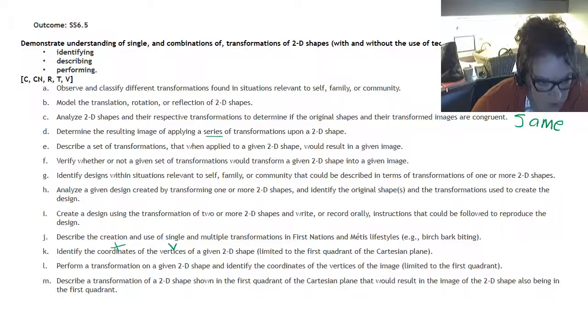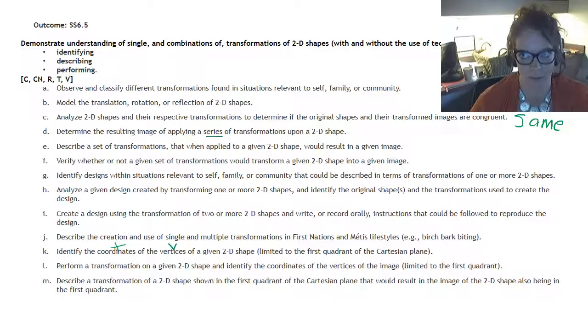Perform a transformation on a given 2D shape and identify the coordinates of the vertices. When you have one vertex, one corner, it's called a vertex. When you have more than one, it's called vertices. It's like mice and mouse.